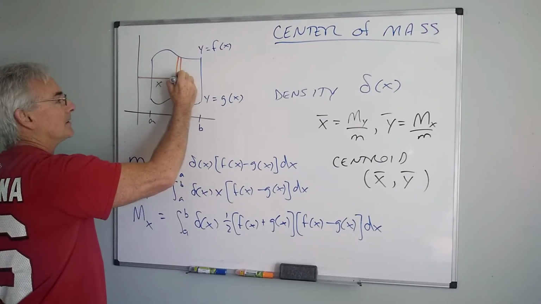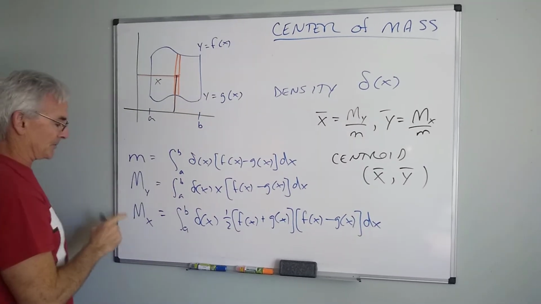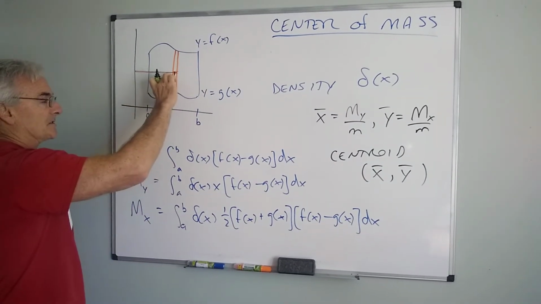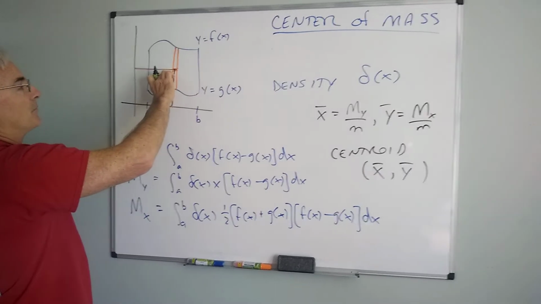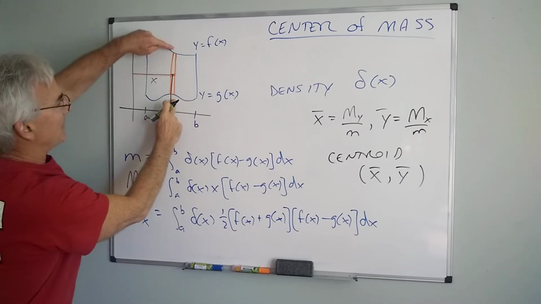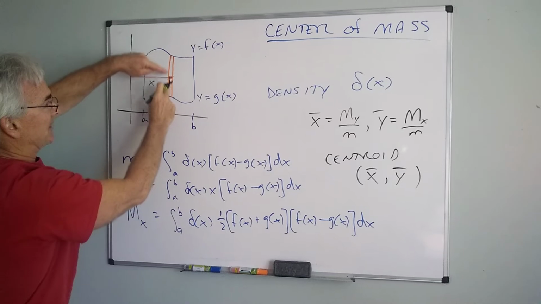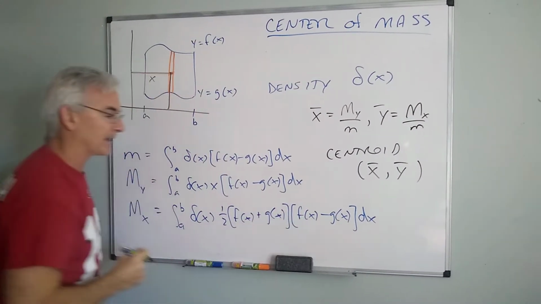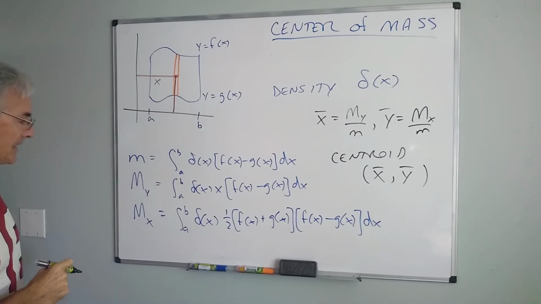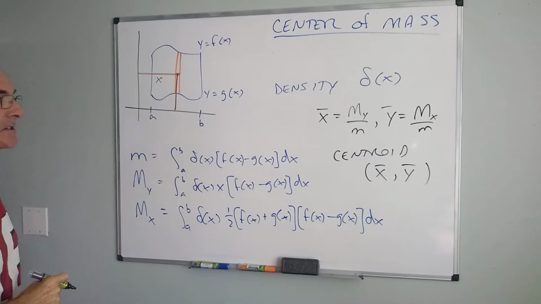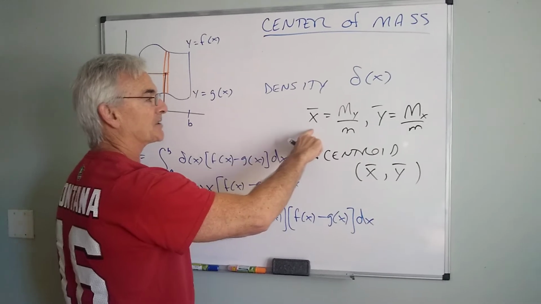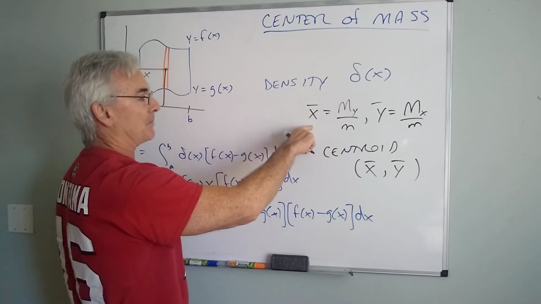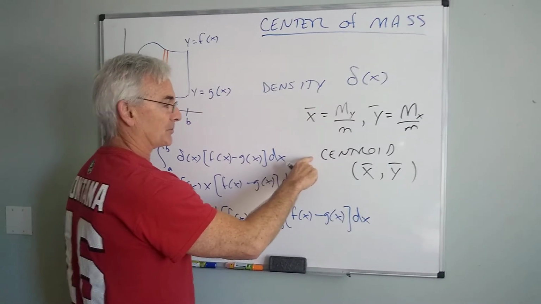And finally, the moment to the x-axis, which we call Mx, would be the y distance. But because we can't have a variable of y, instead we took the average of f of x and g of x because we said the density did not change, and we come up with this a little more complicated formula. Now when we finish finding these three quantities, we now calculate the x bar and the y bar to give us the center of mass, and we call that the centroid.